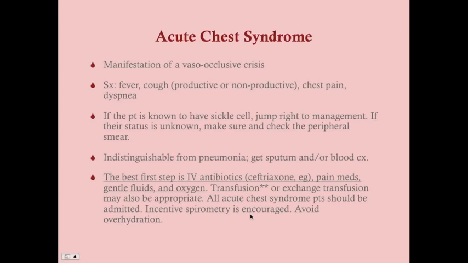Also important to avoid overhydration. That's really true for any patient. Doctors have a tendency to pump fluids into patients that don't need it. Certainly if they've got good blood pressure and good fluid status, you don't necessarily need to use IV fluids. You can do oral fluids if they're able to take them.